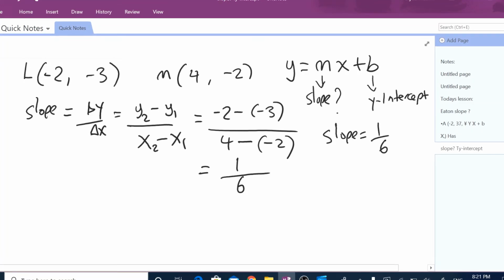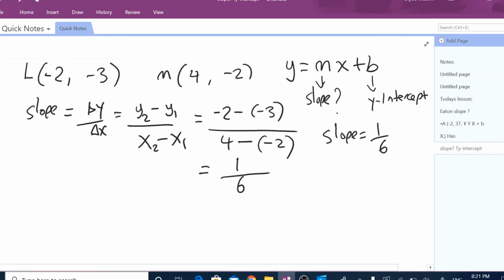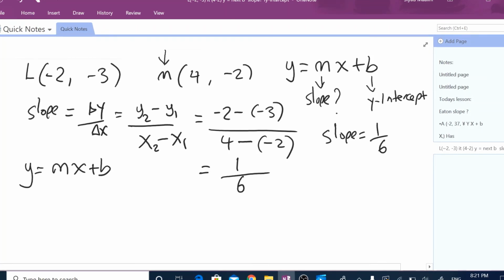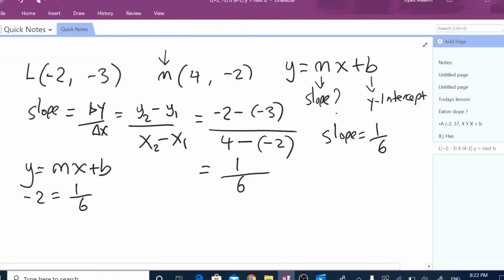Now we have to find the y-intercept. In order to find the y-intercept, we can use one of our points, L or M. Let me go with M. It doesn't matter which one you choose, you will arrive at the same answer, but I'm going with M. So write the general formula: y is equal to mx plus b. Y in this case is negative 2, is equal to m, which is 1/6, times x. What is x? x is 4, plus b.